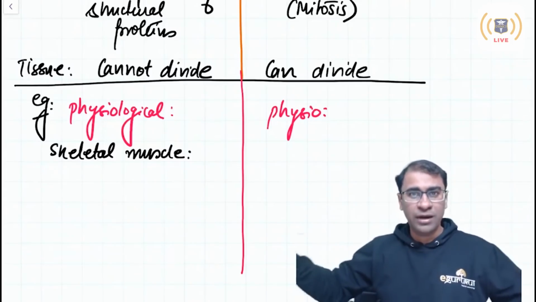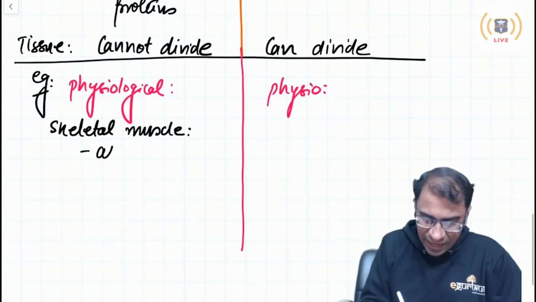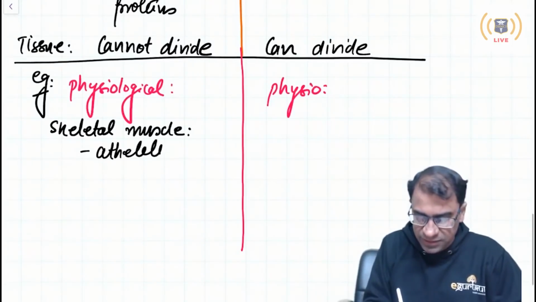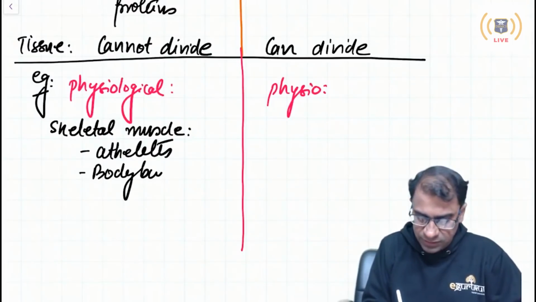What is the more workload? Dumbbells, yes, the exercise machine. So skeletal muscles in athletes as well as in the bodybuilders.